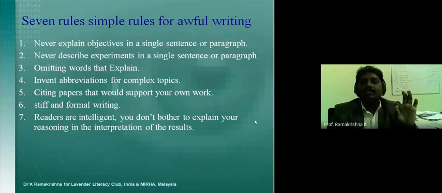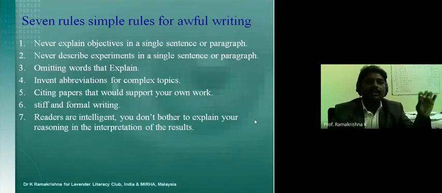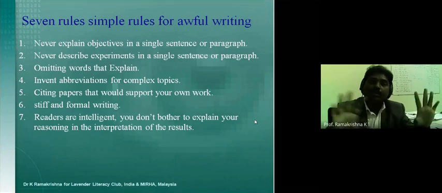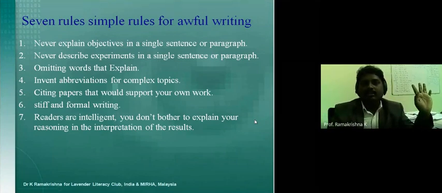Never explain objectives in a single sentence or a paragraph. If you try, it will fail. Never describe experiments in a single sentence or a paragraph. You cannot explain in a single sentence, right? Omit words that explain. It's always good, right? And invent abbreviations for complex topics. You can define your own abbreviations and acronyms. Okay? You can define your own, when you feel it is very difficult for an author to pronounce and read it. If you want to make certain things standard, you can always introduce new acronyms.